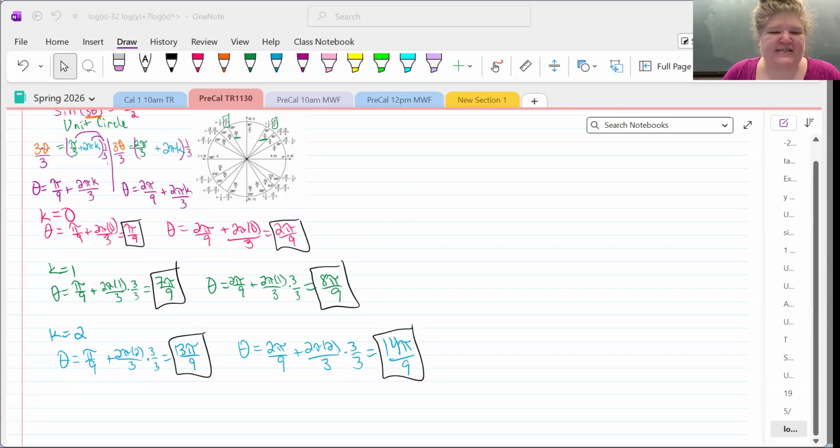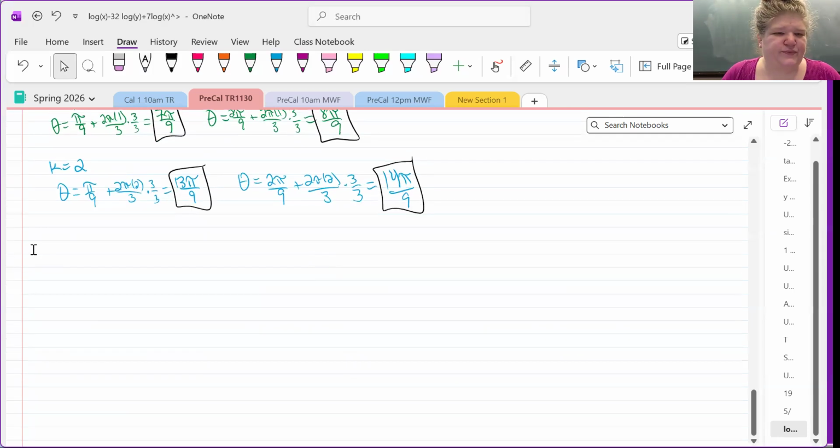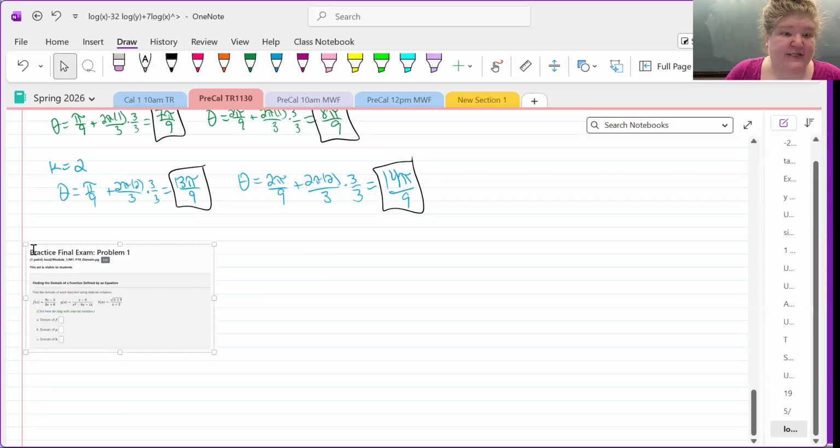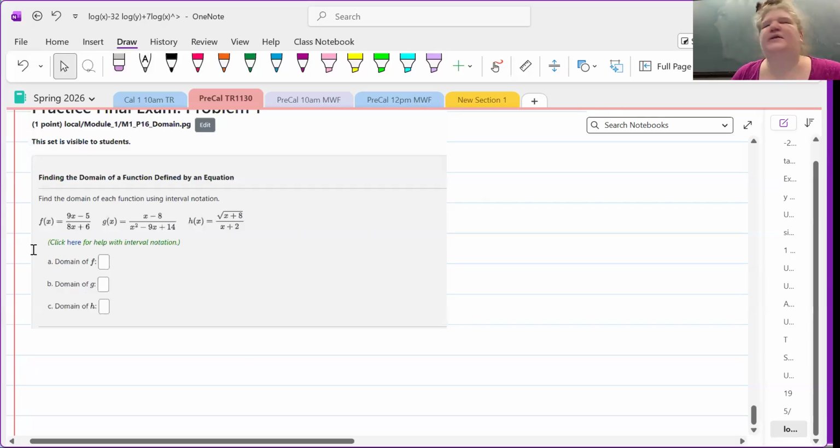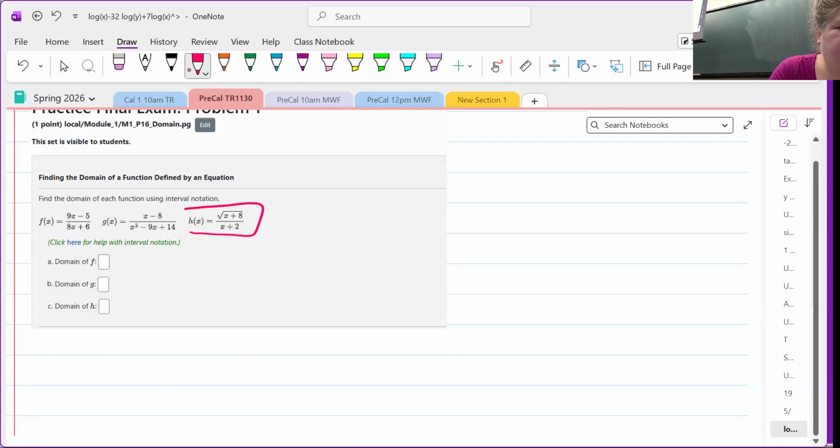So problem 1 is asking us about a domain. It's giving us 3 functions. You're only going to have to do one function on the test. There is actually a second domain question about a logarithm. But for this one, it's going to be the ugly one, which is, in my version, the last one.